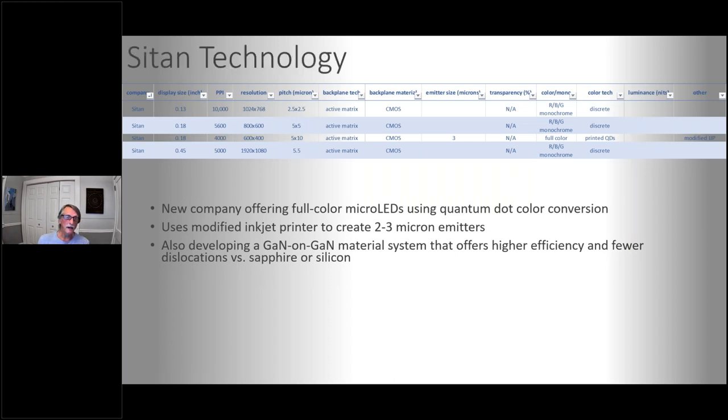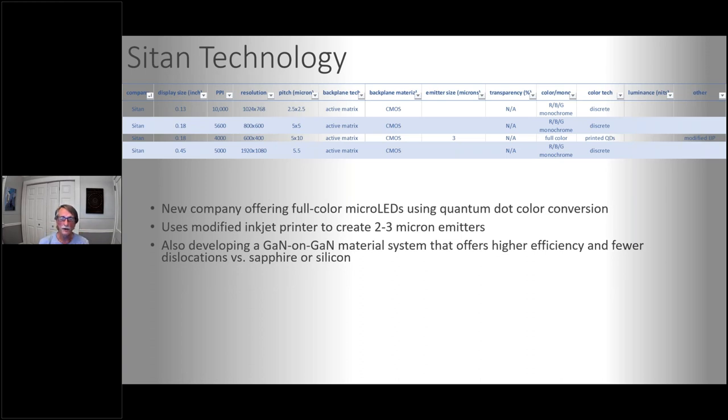Moving on to Cytan technology, they're a new company. I think I've never heard of them before, but they have full color micro LED devices using color conversion with quantum dots. And they're using this modified inkjet printer. And this is this electrohydrodynamic technology that I talked about earlier that allows you to get printing quantum dots down to 2 to 3 microns. That's pretty incredible. So they've showed this, and again, there's a bunch of demos that they've shown up here, which you can take a look at. But they're also developing an interesting alternative.